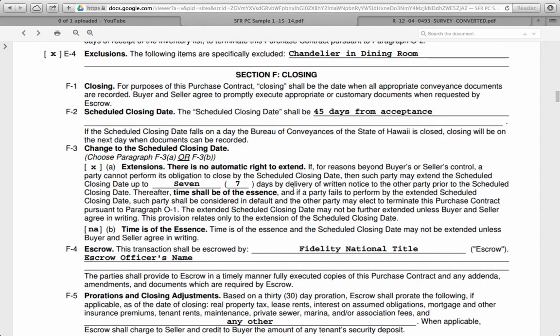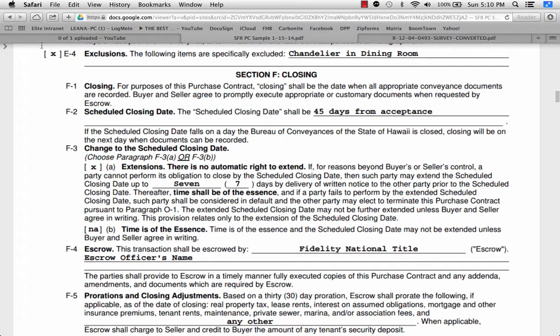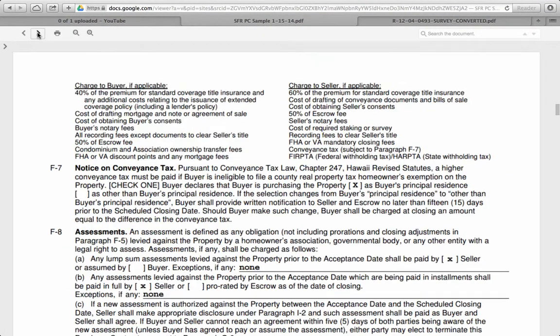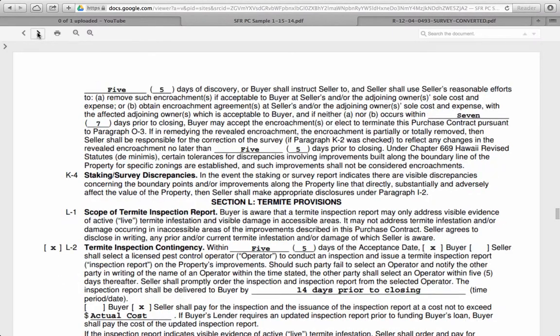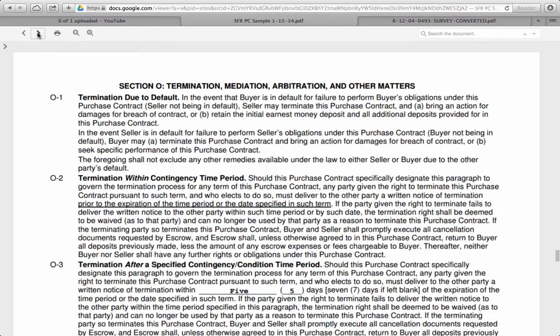Okay, so now we're going to move on to O-2 of the purchase contract, which is termination within a time frame. So let's go back there. Termination within contingency time period. This is where you're able to cancel, but you would need to do it within a contingency time period.